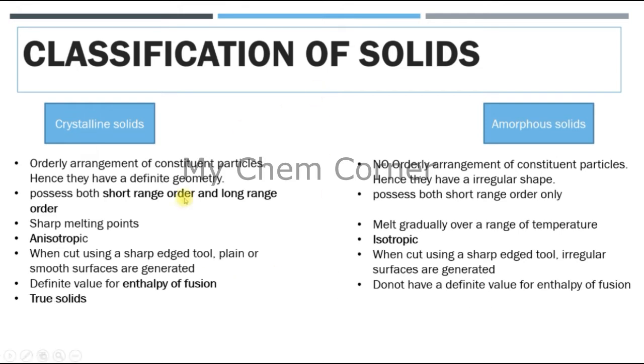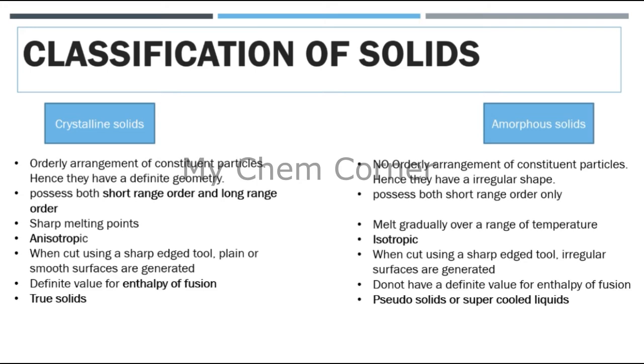Then the next difference is crystalline solids are true solids. They have a proper pattern of arrangement of constituent particles over a long range and over a short range. They have a very sharp melting point. When you try to cut them, they have smooth surfaces, therefore they are true solids. But if you look at amorphous solids, they are pseudo solids. It's because of all these points where they show no correct orderly arrangement of the particles. They possess only short range order and they melt over a range of temperature.